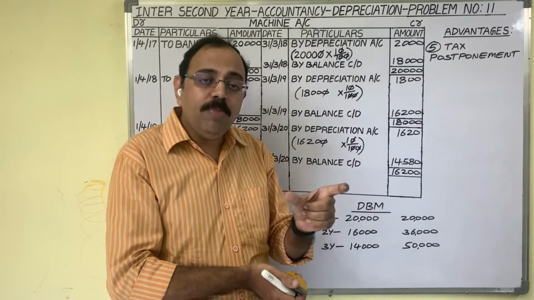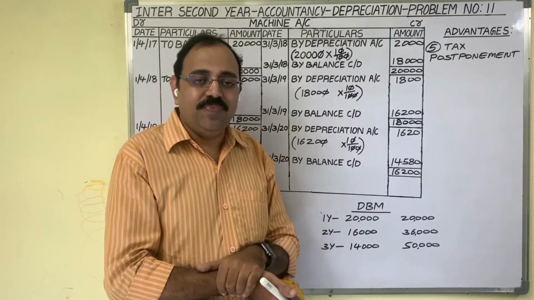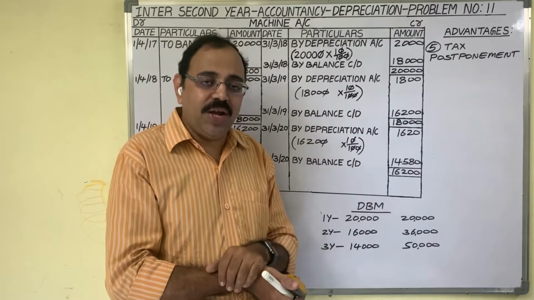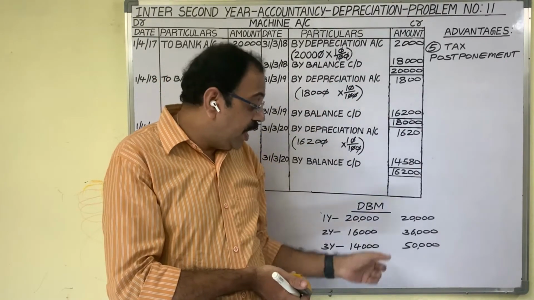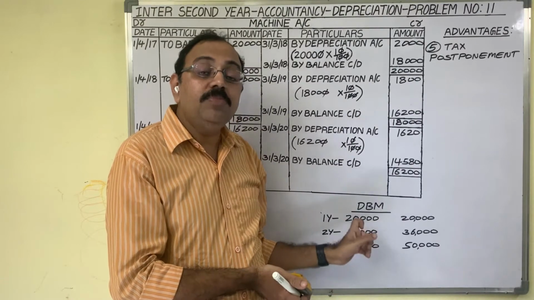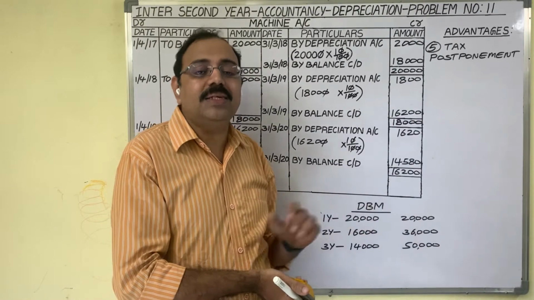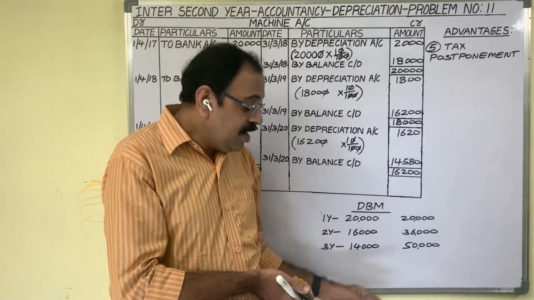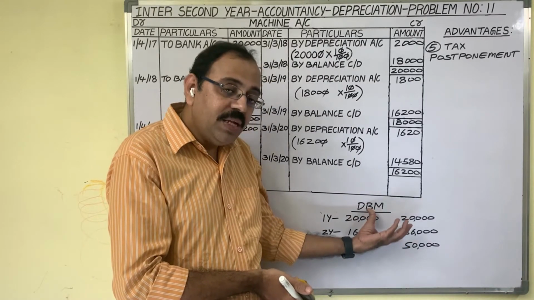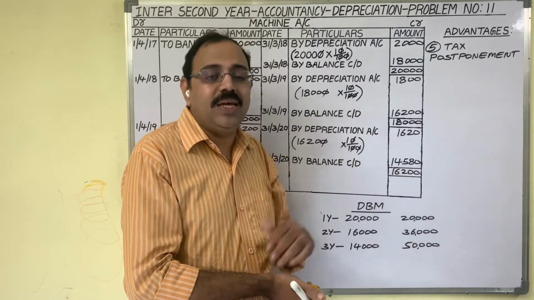And the same point becomes one disadvantage also. In starting years, it is an advantage. We can postpone the tax burden. But in later years, it becomes difficult to pay high taxes. Year by year, depreciation amounts decrease. Then, year by year, profit increases, and tax burden also increases.